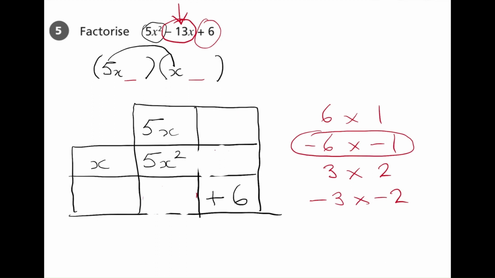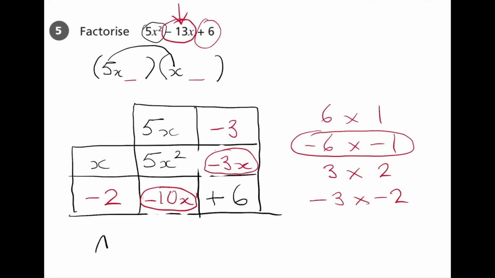We have negative 3 and negative 2 possibly. So we put those into the box. And we multiply again. Negative 3 by x, negative 3x. And 5x by negative 2 gives us negative 10x. If we add those together, negative 3 and negative 10, we get negative 13x, which is exactly what we want.